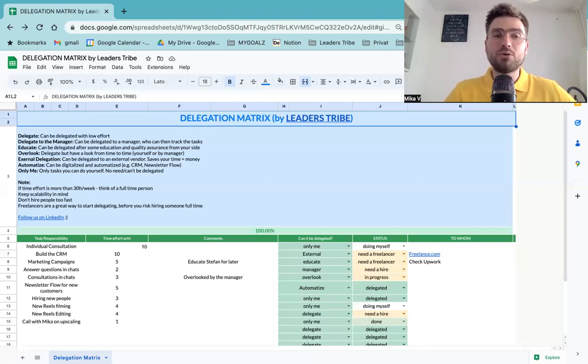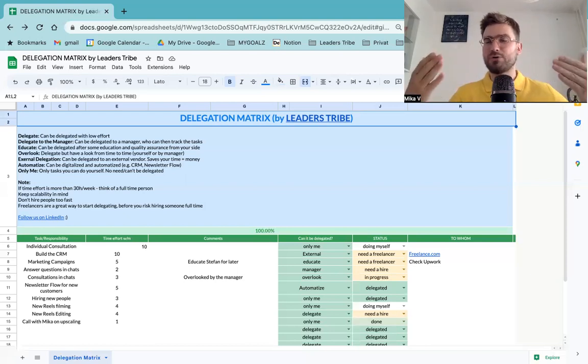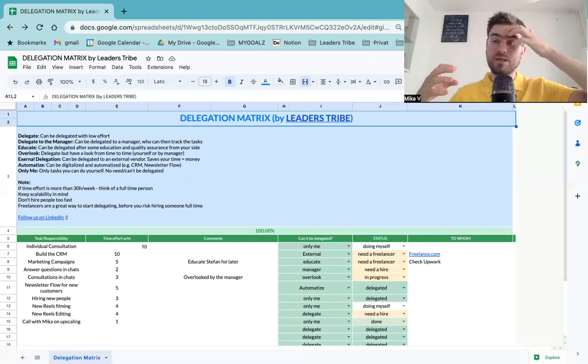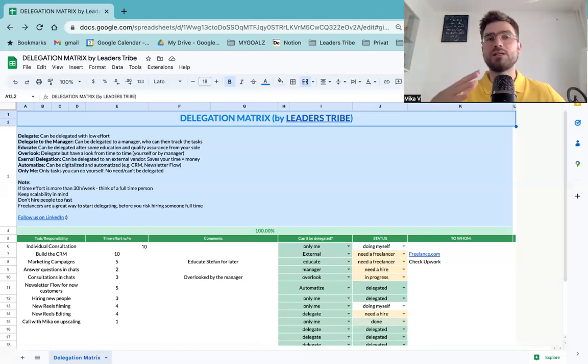Next one is overlook. It means delegate, but have a look from time to time. It can be yourself or the manager. So in comparison to the first one, where you don't even need to check, or you just check some metrics at the end of the month, this one means that you're checking a little bit more often. So at least every week you're checking how it's being done, or sometimes you're going in and checking. It's just a very subtle difference. But if you feel a task is very crucial for your business, you might want to overlook it rather than just completely delegating and forgetting about it.